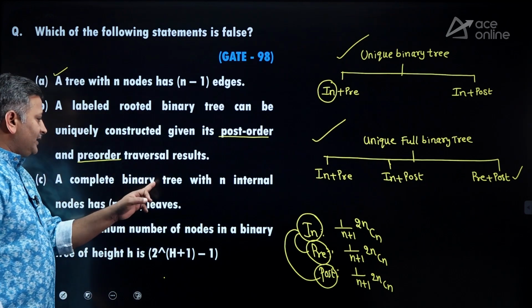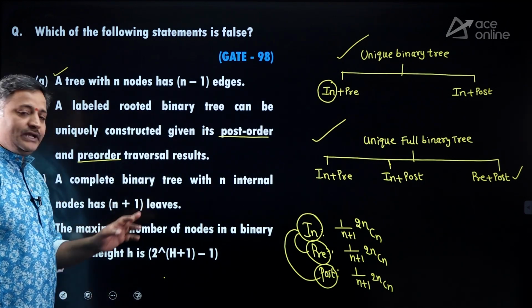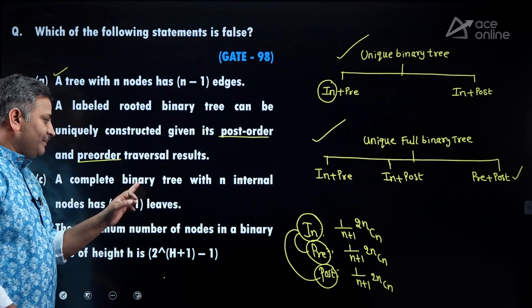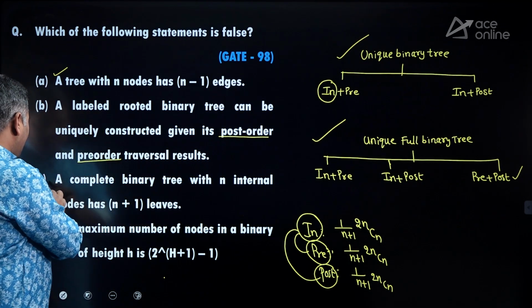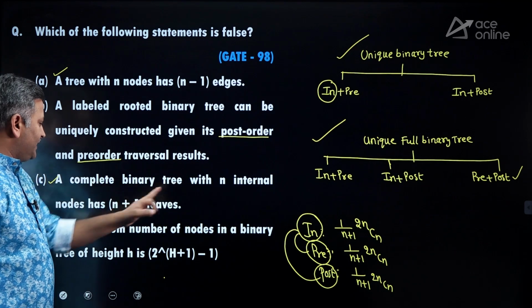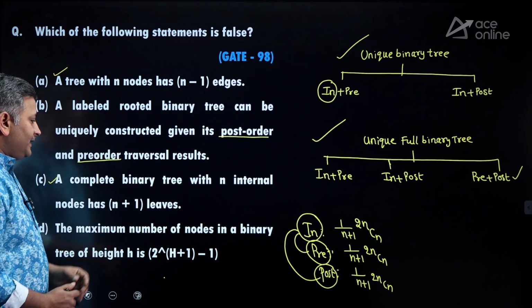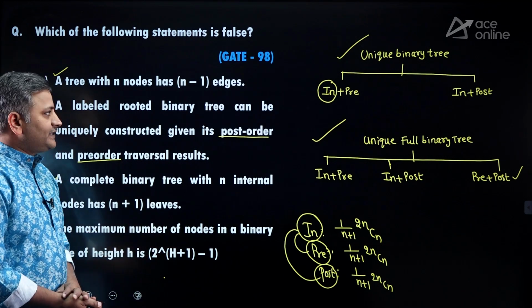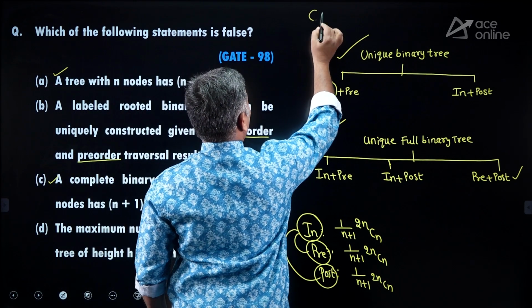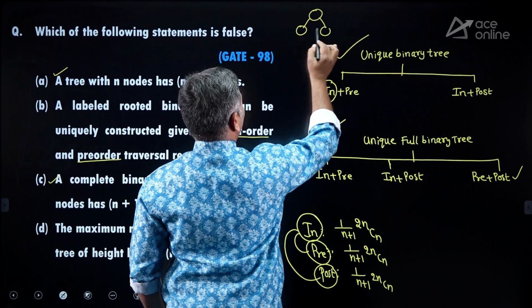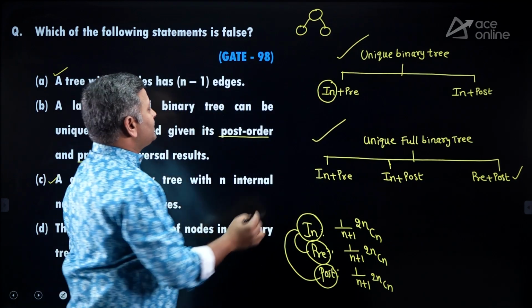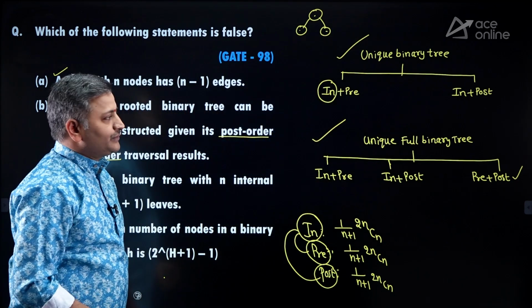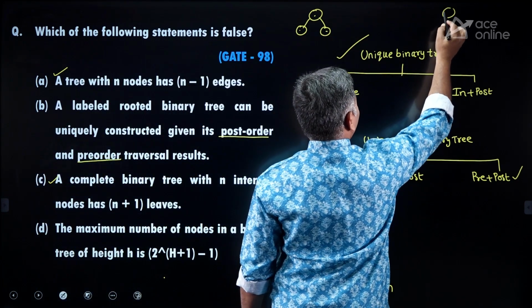Next, a complete binary tree with n internal nodes has n plus 1 leaf nodes, they are asking. Just check whether you are understanding this question or not. We can prove this mathematically, or you can take a simple example to prove this statement. For example, if you take a complete binary tree, how many internal nodes are there here? One internal node. But how many leaf nodes are there? Two leaf nodes are there, right? Let me consider one more.